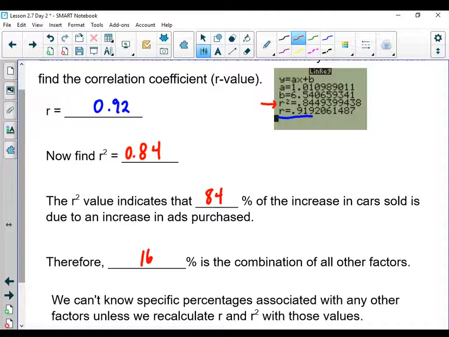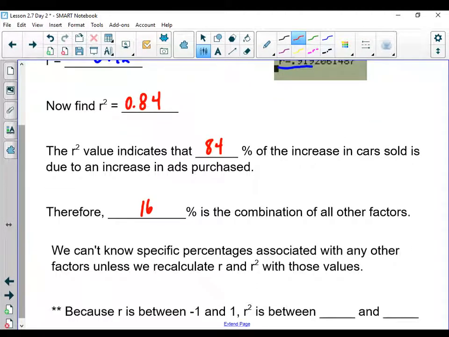Now that 16%, we can't really say, okay, of the 16%, 3% is because of the time of year, 5% is because of the sales we're having, or whatever. But we know that altogether all those other factors would contribute to 16% of the increase in car sales. So the R squared value basically tells me this is the percentage of effect that the X has on the change in Y.